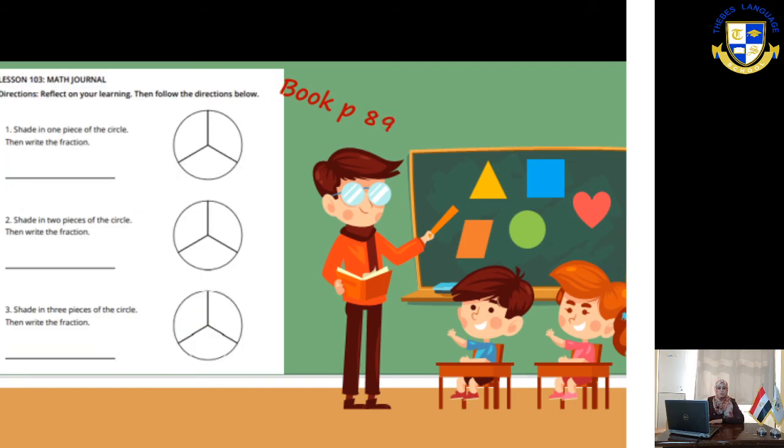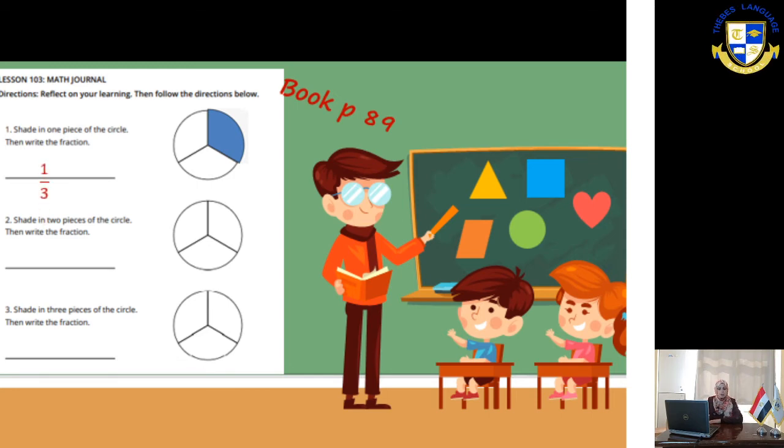From your book, page 89, shade in one piece of the circle, then write the fractions. Okay. You shaded one part. So write the fraction of the shaded part. How many parts do you have? 1. Out of how many total parts? Count 1, 2, 3. So your fraction is 1/3.